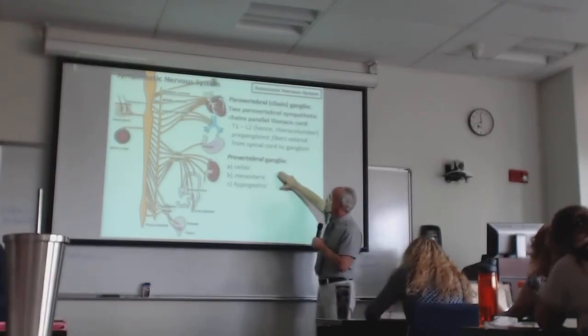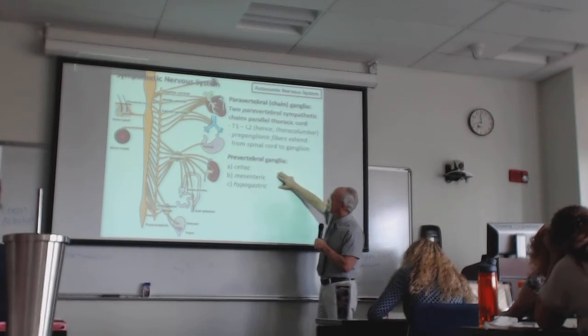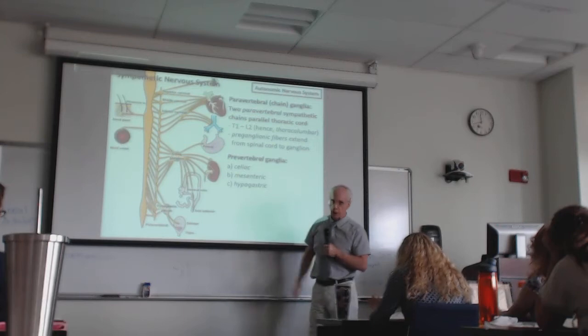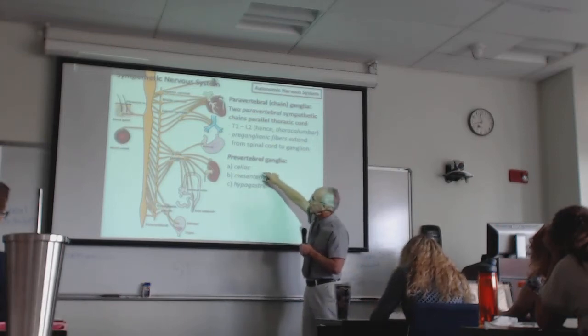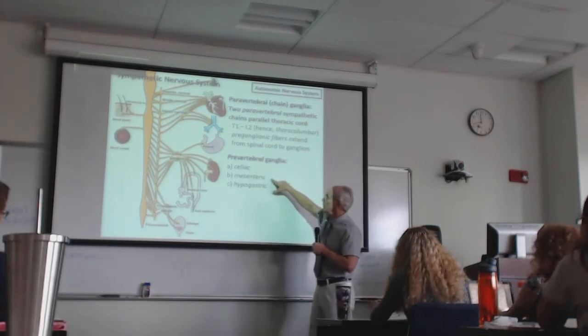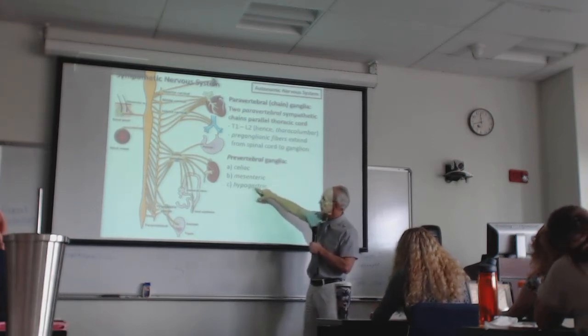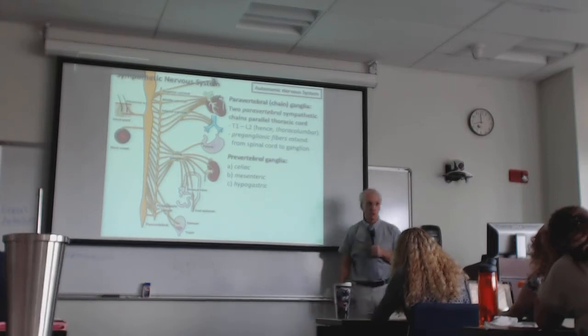We said there are three prevertebral ganglia that you need to be familiar with. And you'll see variant terms. This is fine. It's usually celiac, superior mesenteric, and inferior mesenteric. The inferior mesenteric and the hypogastric would be equivalent in this terminology.